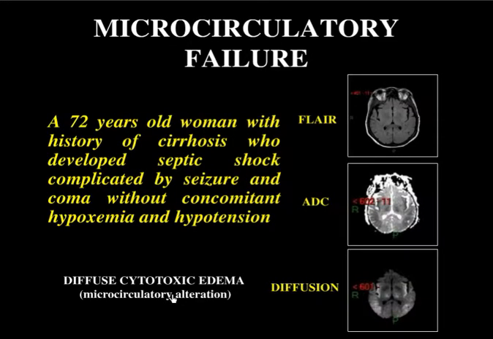So maybe we can also, with the MRI, evidence a microcirculatory failure. This patient was referred to our ICU for a very severe septic shock, and suddenly she developed a generalized seizure. We took her to the MRI, and what we found is a diffuse ischemic damage. But interestingly, this patient was not hypertensive, and there was no desaturation. And maybe this diffuse ischemic damage was related to a diffuse microcirculatory failure.